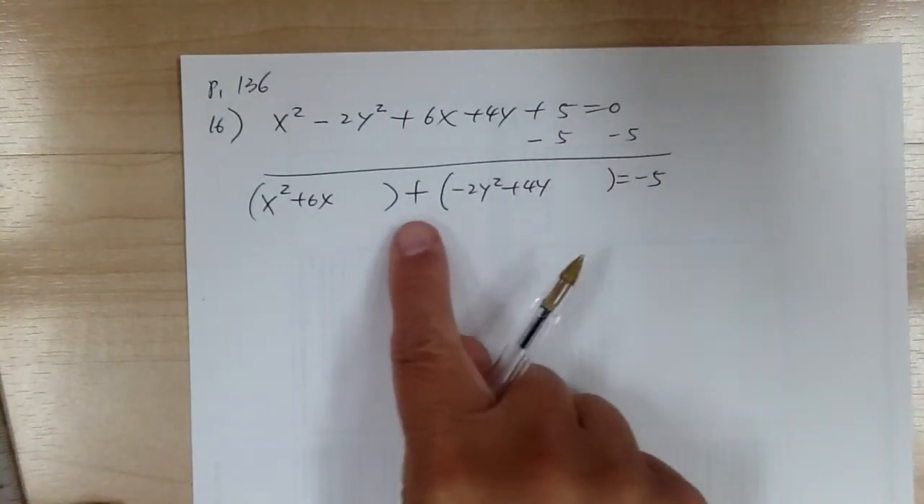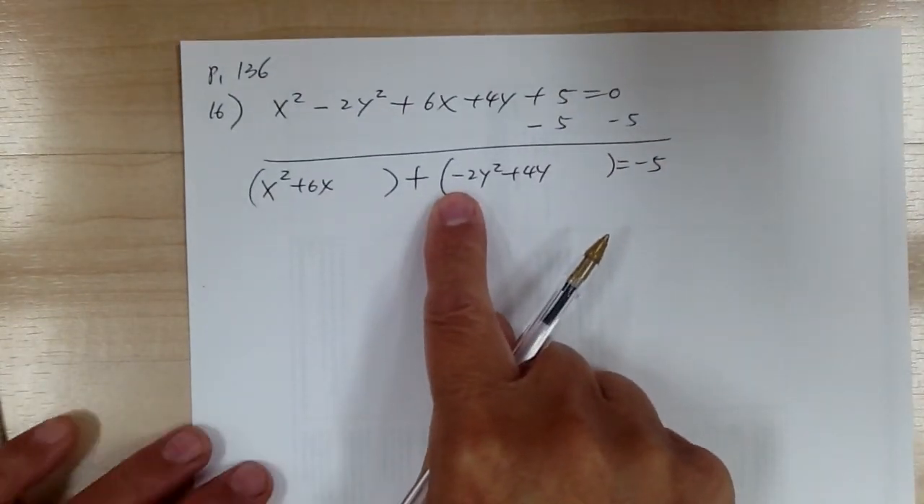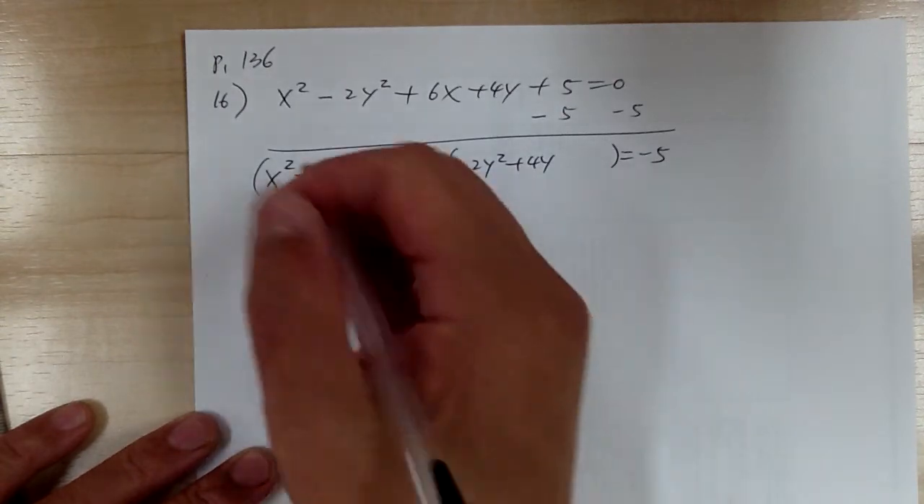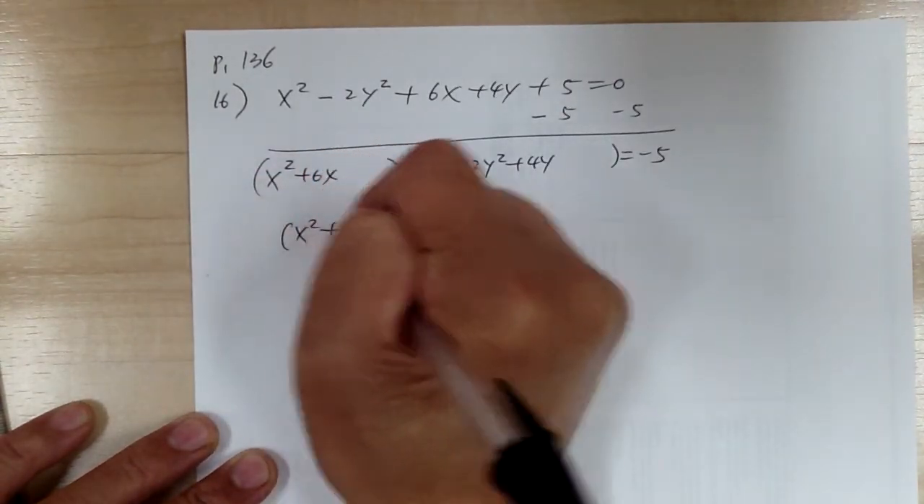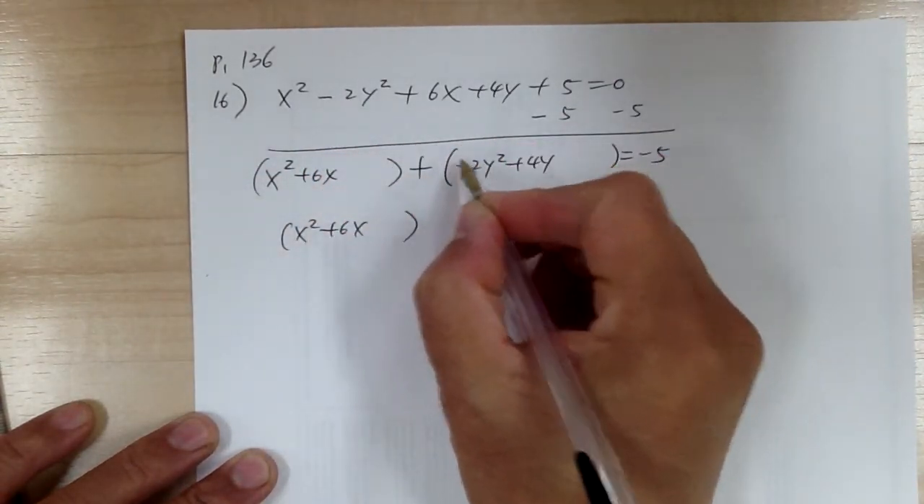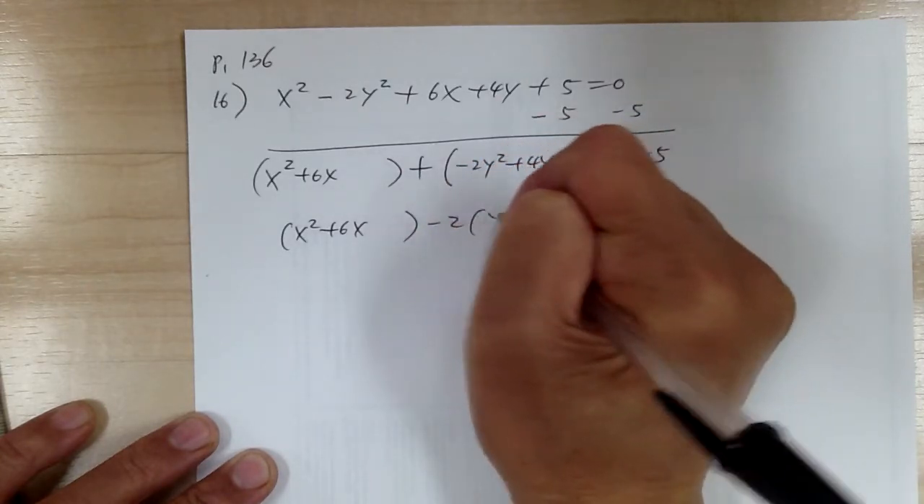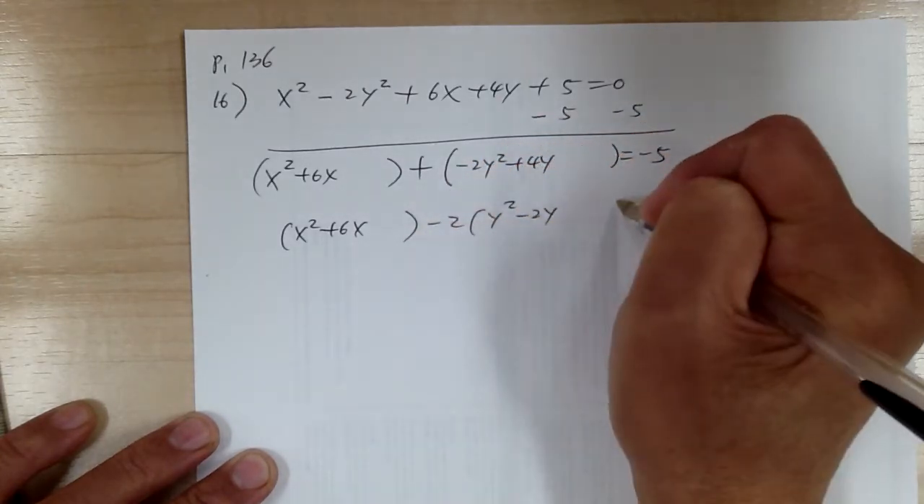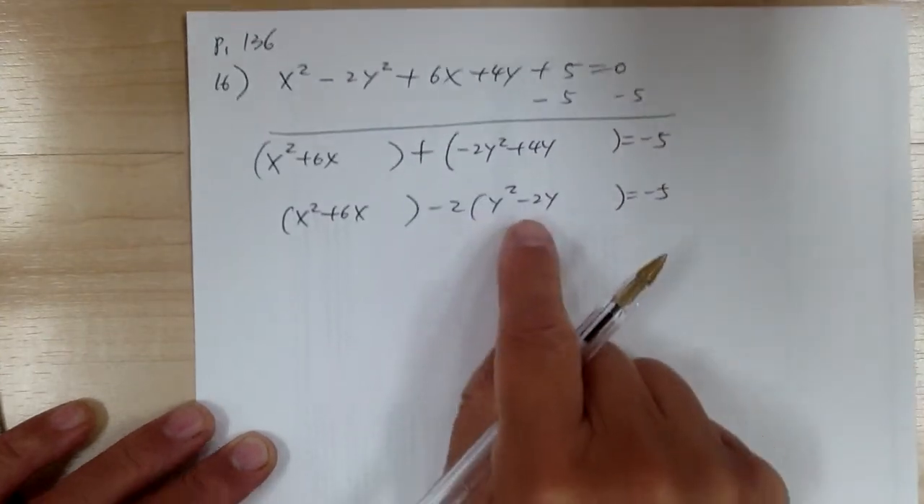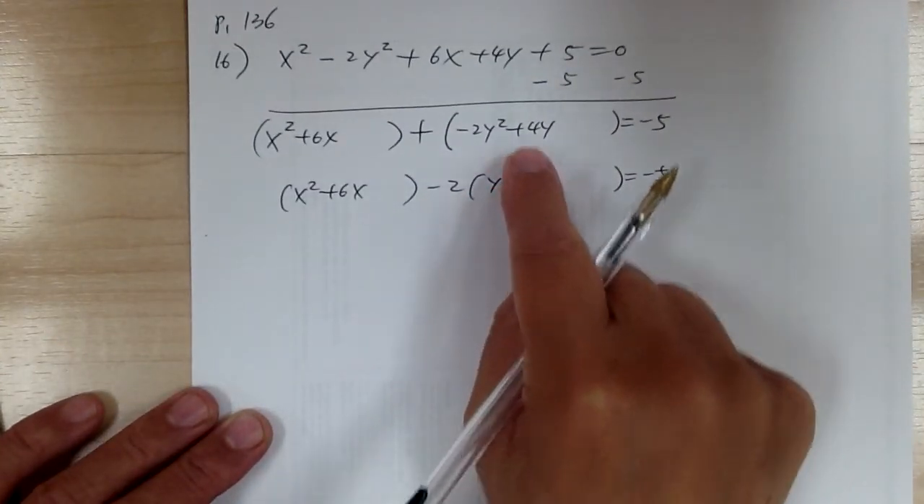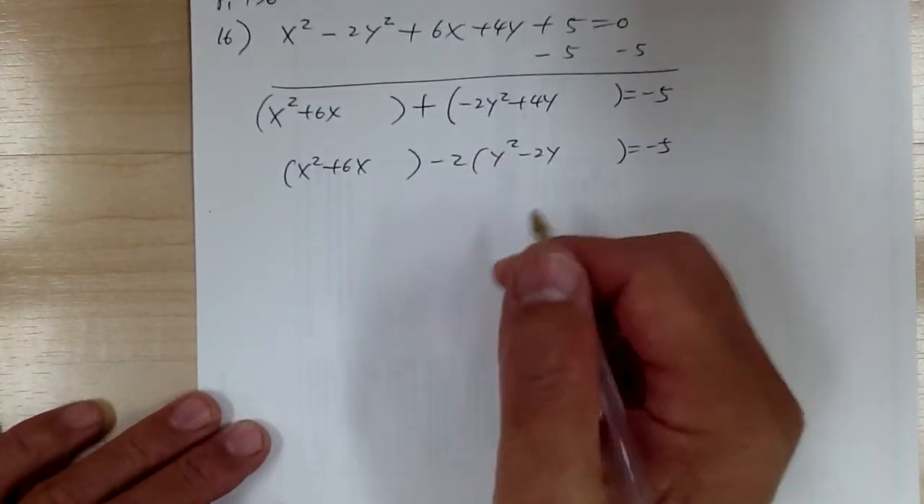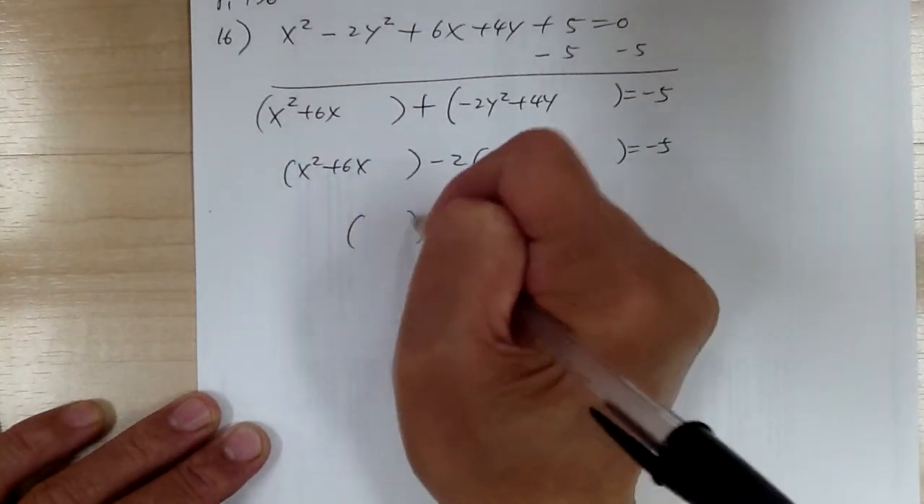Okay, so you can be careful with this part over here. It's very important. So next, go and factor out the coefficients. So you have to factor out the negative 2. So you got y squared minus 2y equal to negative 5. You can do a quick check. Negative 2 times negative 2 give you positive 4, right? Okay, then you go ahead and get your perfect square.